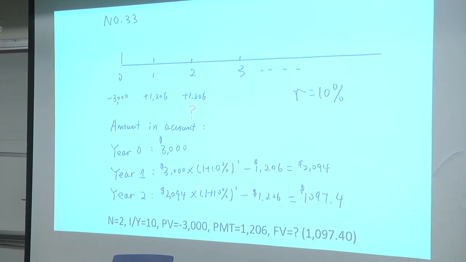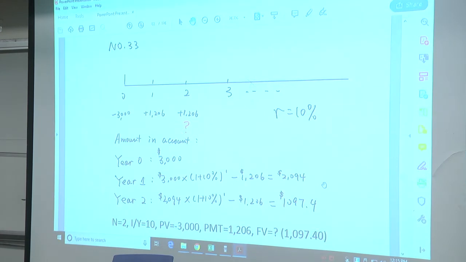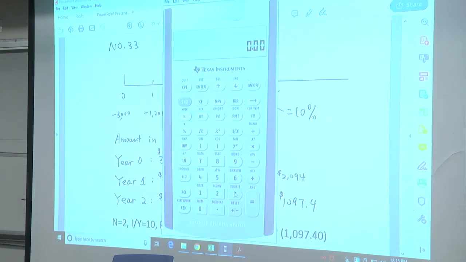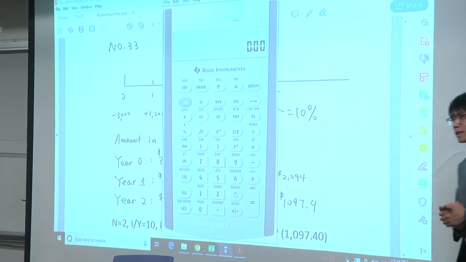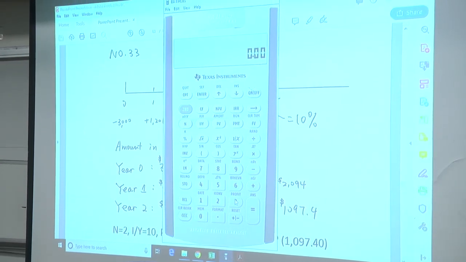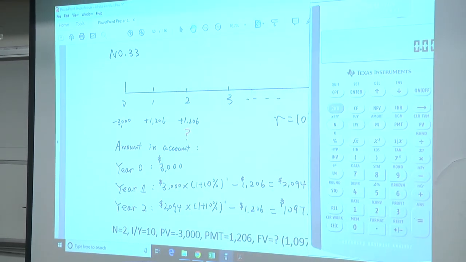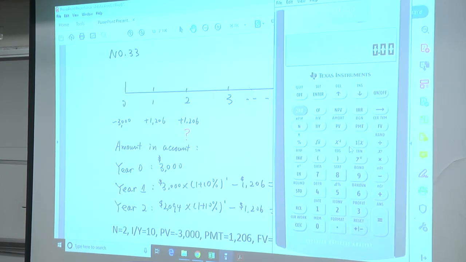$1,097.04. Okay? So how do we do it on the 5 key? Now, remember that on the 5 key, first you press the numbers, then you press the key. So for this question, there'll be 2 years, right? There'll be a 10% interest rate. What's your present value of the first deposit? 3,000. But remember to make it negative. How do you make it negative? Here, the plus/negative sign, okay? And that's your present value.